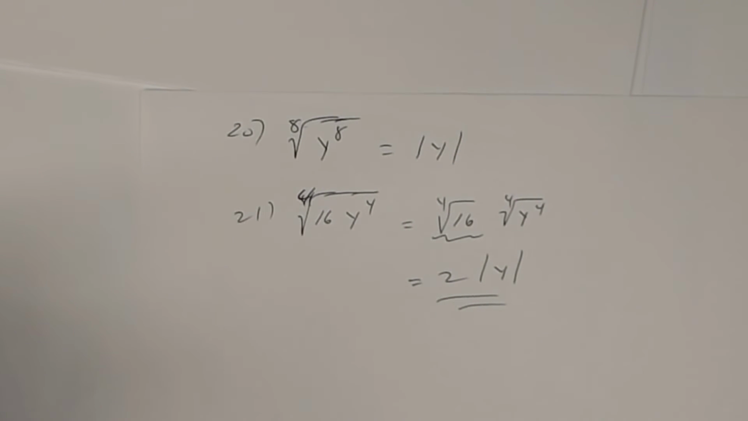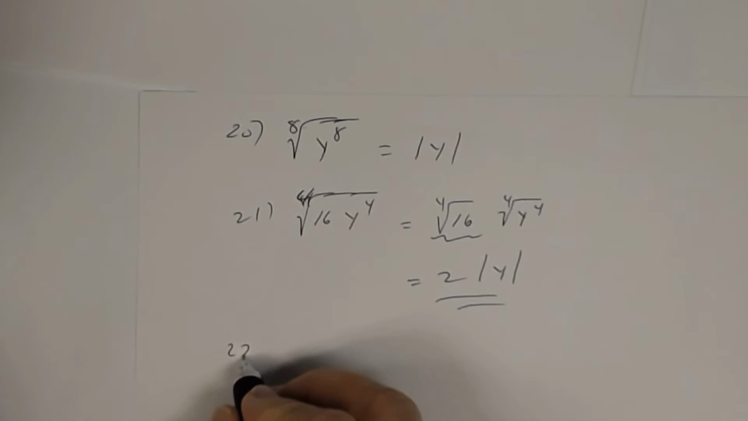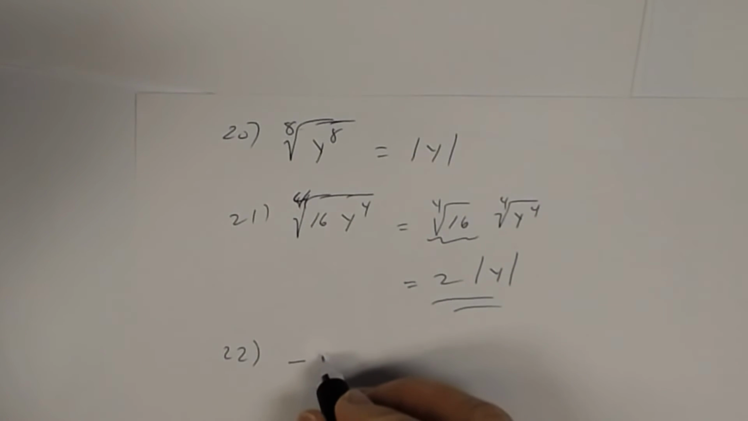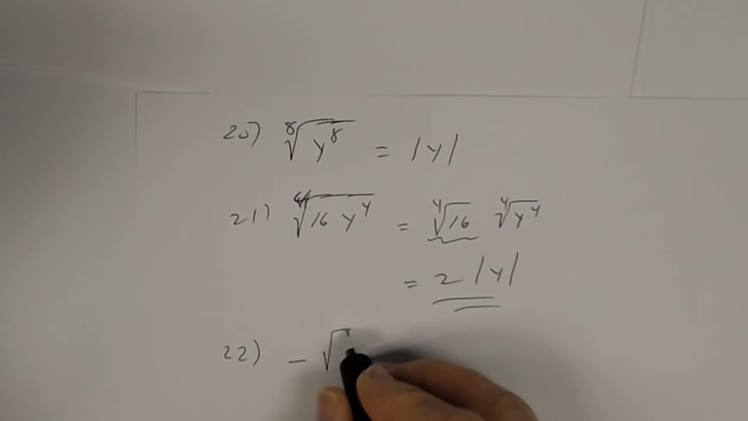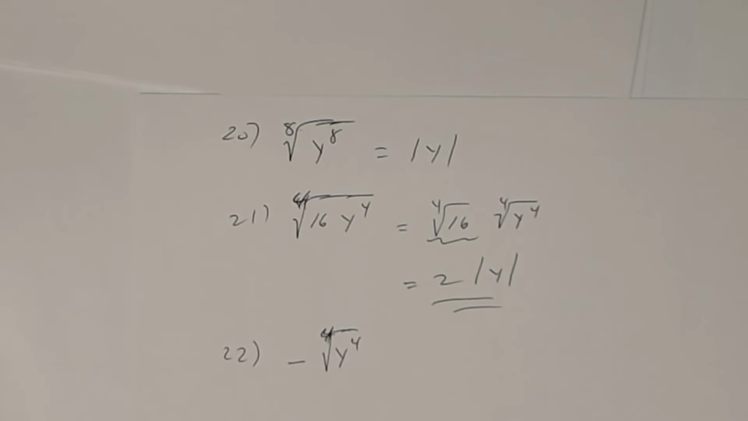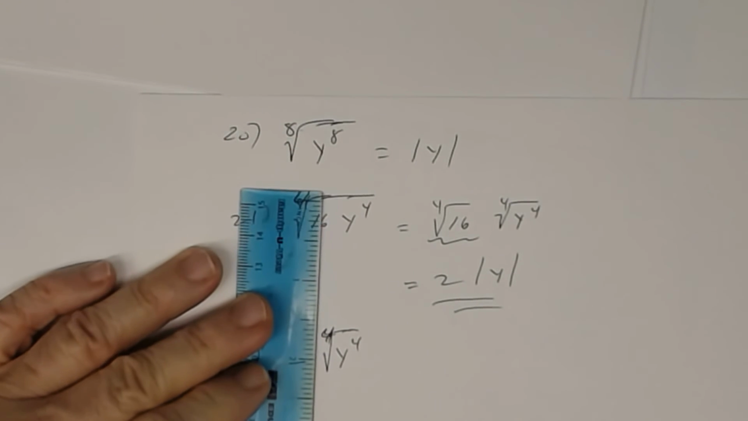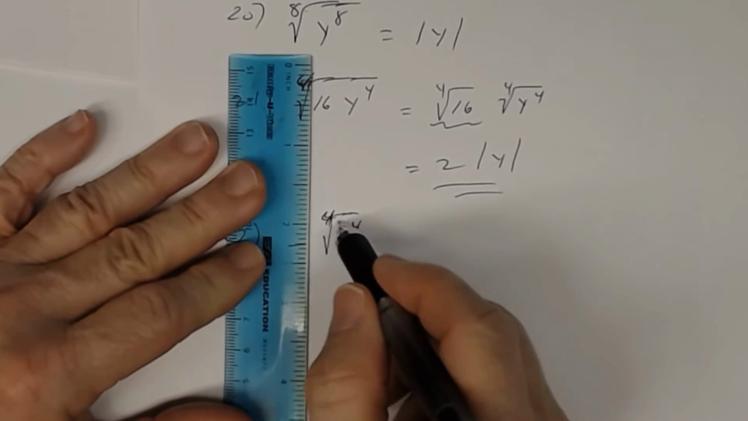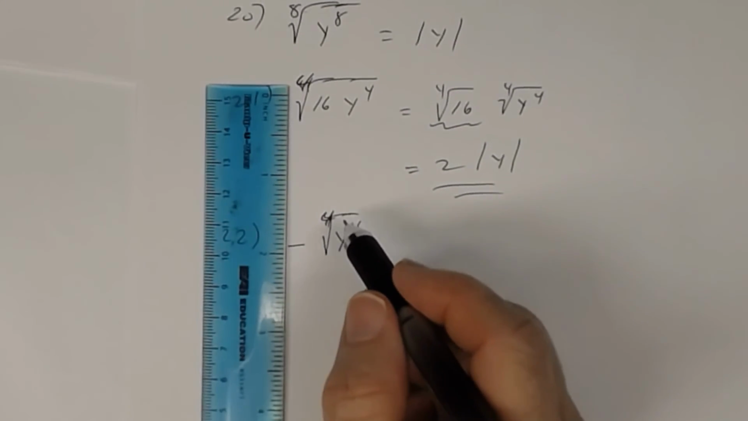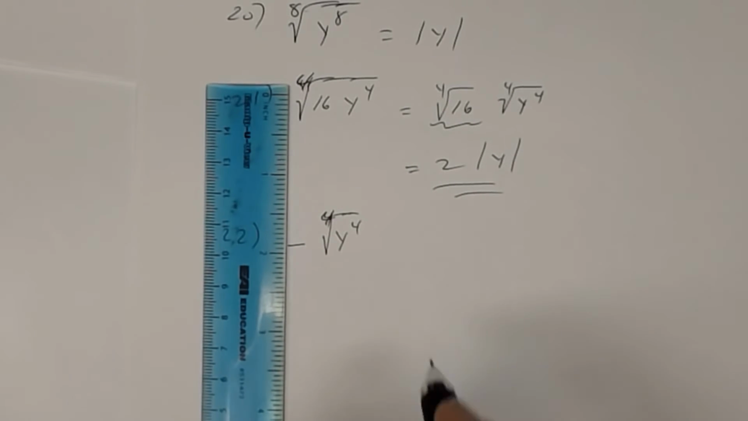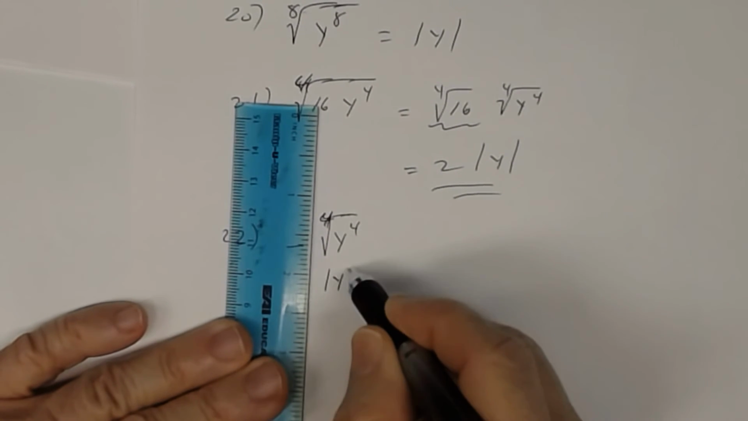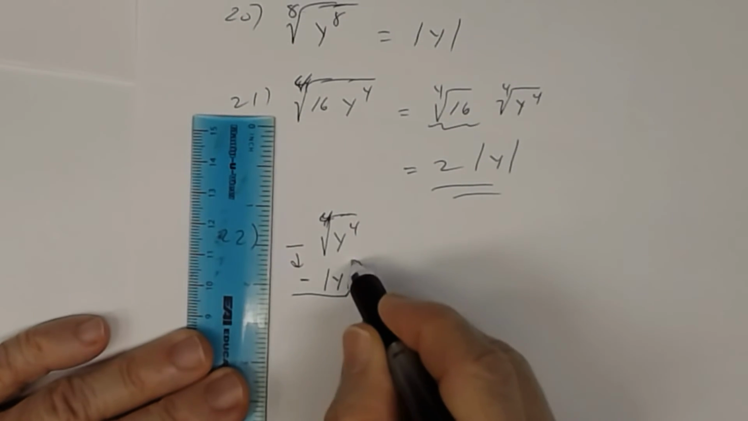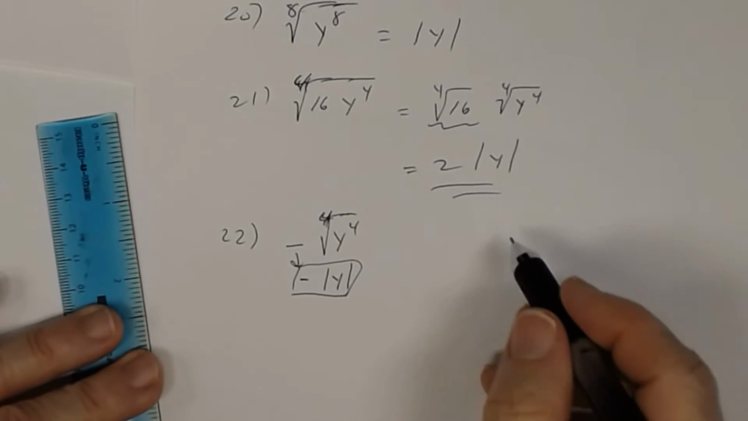All right, let's try this one. Suppose I had, number 22, negative fourth root of y to the fourth. What I would do there is cover up the negative for right now. Since that's even, you know that that's going to be the absolute value of y, right? And then just put the negative out in front. So there's your answer. Negative absolute value of y.